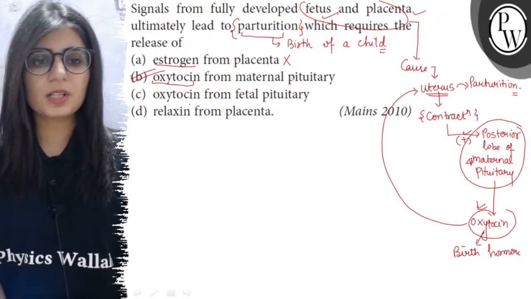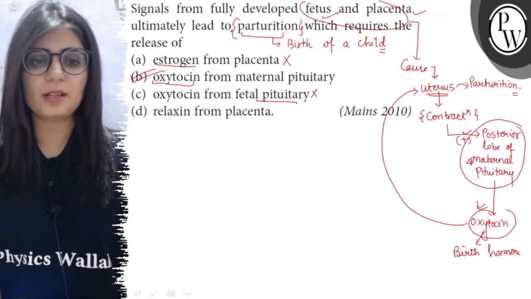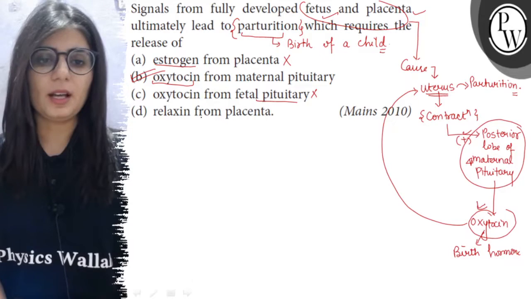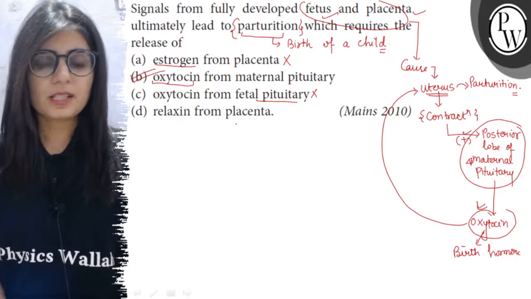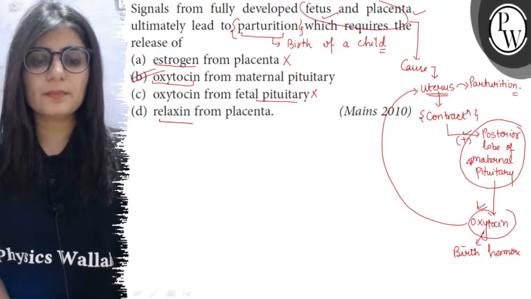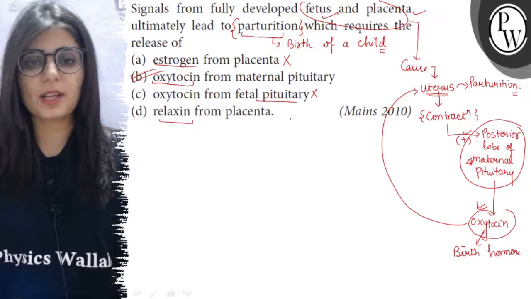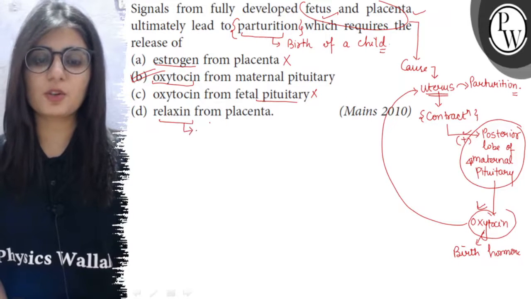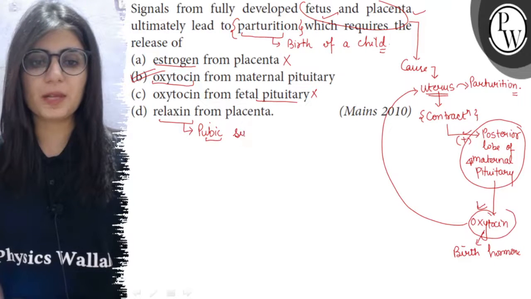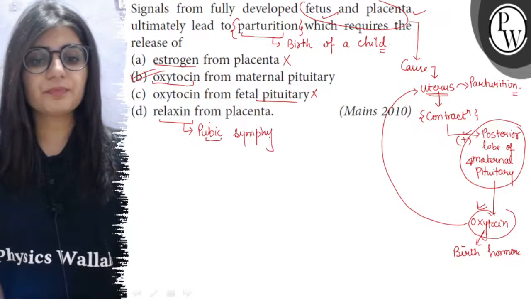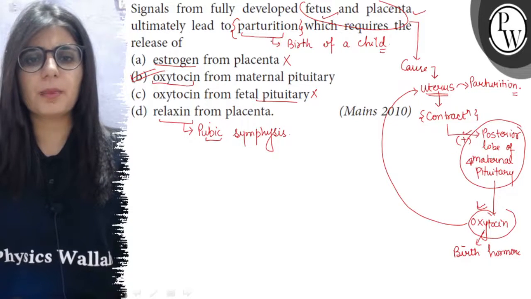Now the third option is oxytocin from fetal pituitary. This is a wrong statement as the fetal pituitary does not release oxytocin, as the fetus is dependent on the maternal hormones. Relaxin from placenta: relaxin is released from the placenta at the later stages of gestation, and it causes relaxation of the pubic symphysis so that the fetus gets more and more space. So it causes relaxation of the pubic symphysis, it doesn't cause parturition.